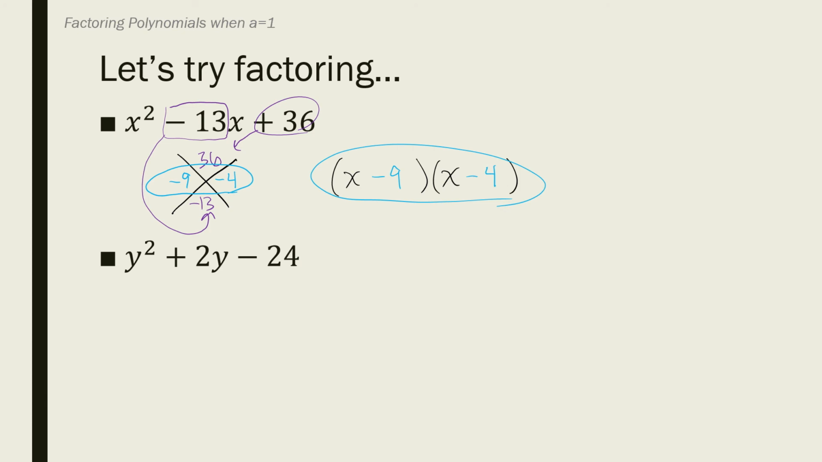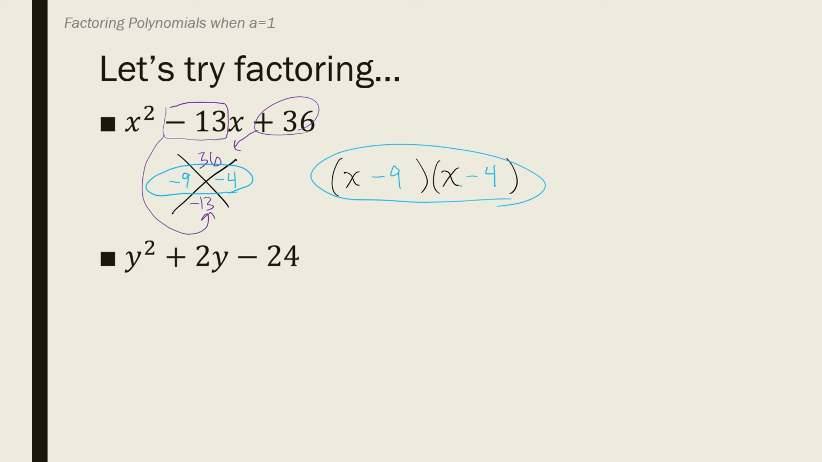So the factored answer for this is x minus 9 times the quantity x minus 4. Or again, the other way around, x minus 4 times the quantity x minus 9. If you would want to check this, all you would need to do is redistribute mentally, and you should end up back with this trinomial.